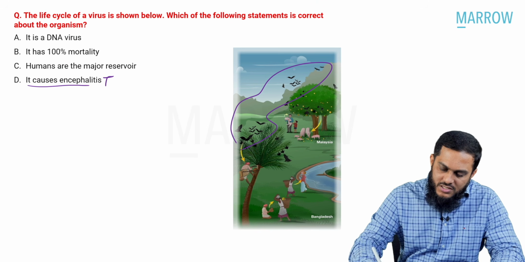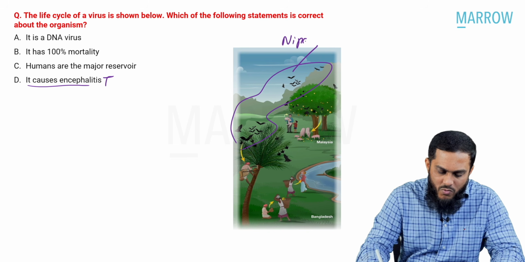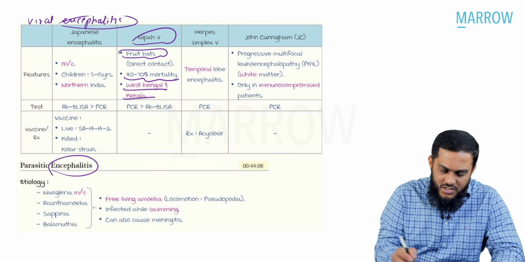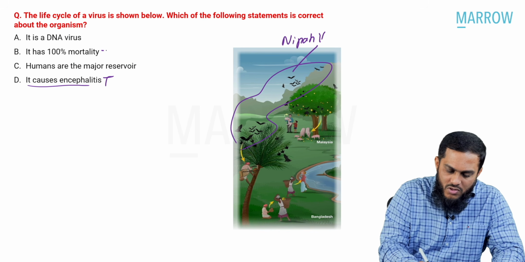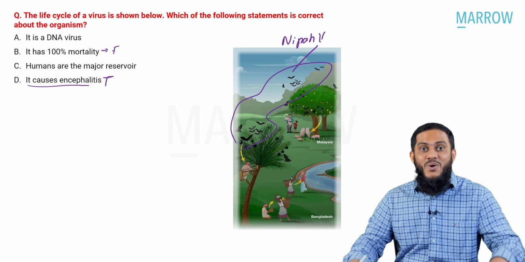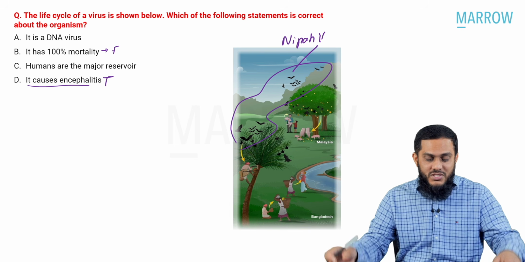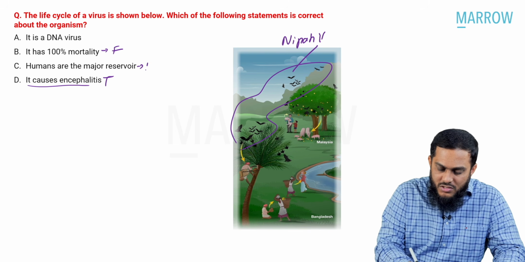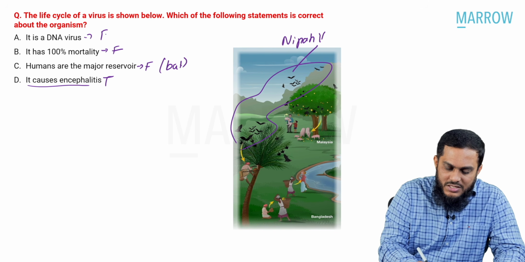Transmitted by fruit bat. Yes, it is transmitted by fruit bat. That's why it is Nipah virus. You mentioned 40 to 70% mortality, so 100% mortality is a false statement. 100% mortality is only for one virus, that is rabies virus. There is no other organism having 100% mortality. False: humans are the major reservoir. Just now we said fruit bats are the major reservoir. It's a DNA virus, false. It is an RNA virus.